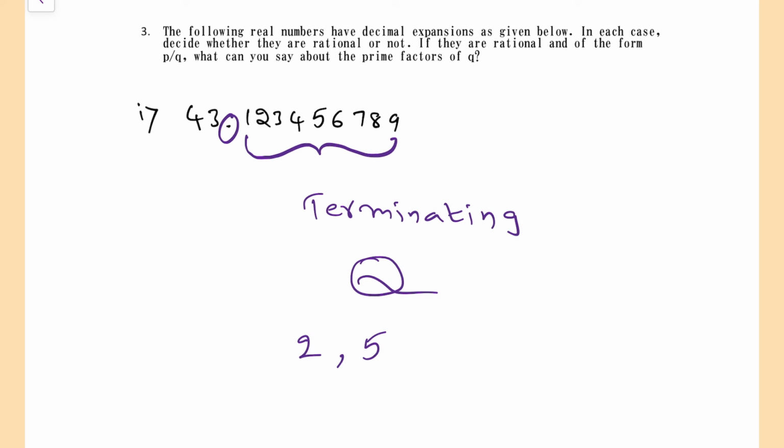So it's very simple. 2, 5, right? Yes, because already we know that in the denominator, if 2 or else 5 or both 2 and 5 are there, then definitely it will have a terminating decimal. So if it has a terminating decimal, then definitely the prime factors of q are 2, 5.